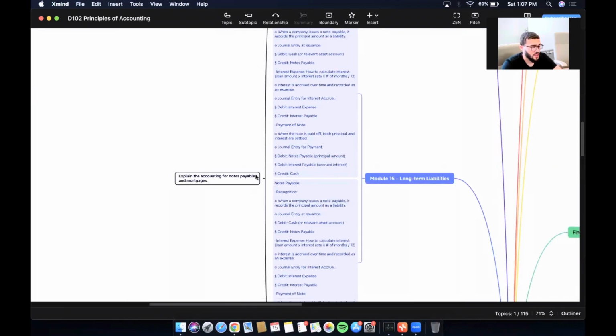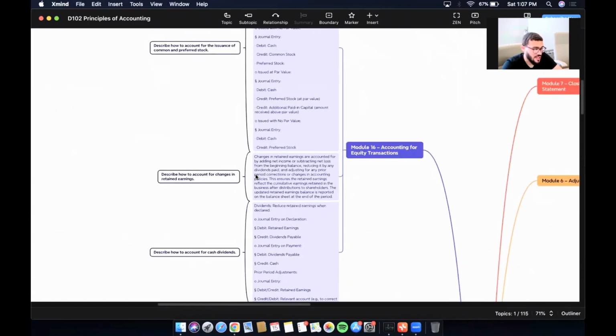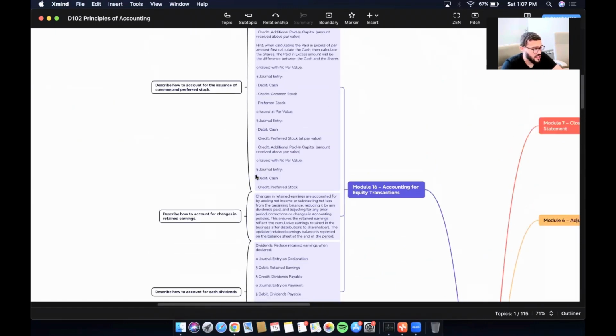The main concept for this one is you're going to need to explain the accounting for notes payable and mortgages. So make sure to double down on that. Module 16, accounting for equity transactions.